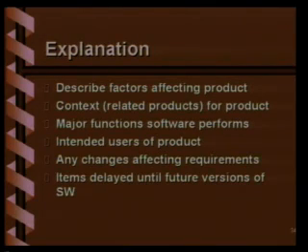Intended users, once again the traceability which you have mentioned probably will be used here. Any changes affecting requirements. Okay, if you change anything, what changes may affect the basic requirements? Some of those can be foreseen, but not necessarily all. Items delayed until a future version of the software. So you may not be looking into all the requirements; you might have to propose some of the things later on.